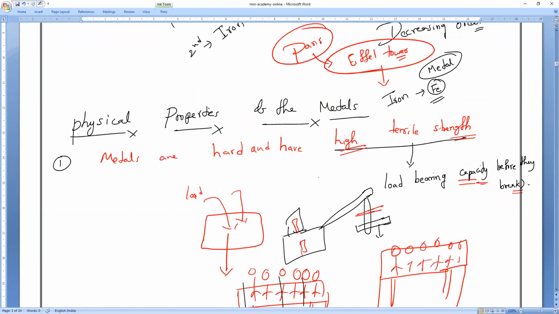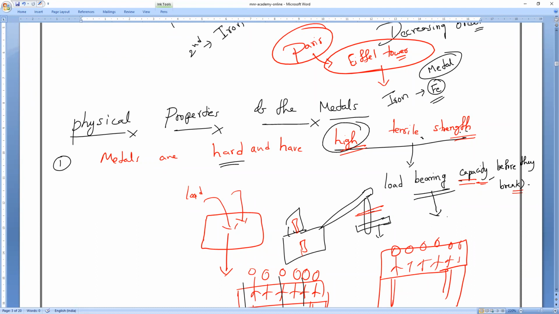Yes. So that is what. Basically, metals are very hard and they have high tensile strength. Tensile strength means the load bearing capacity before they break, the maximum load they can carry. That is the reason we say metals have high tensile strength, and that is the reason we are using these metals.